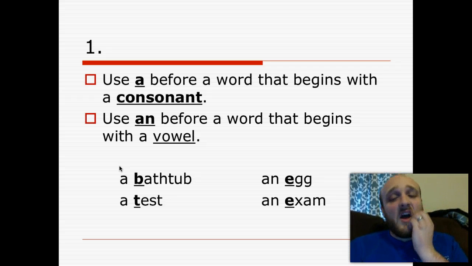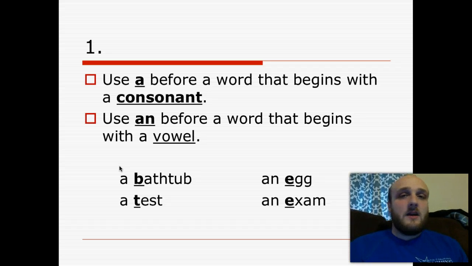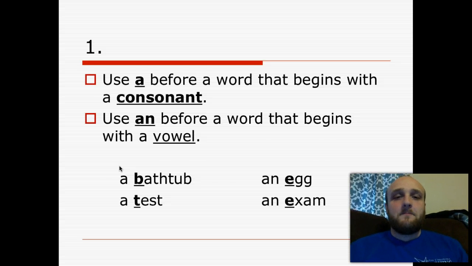Over here on the other side, we have an egg or an exam, okay? Both of those begin with the letter E. They're both vowels, okay? So that means that you're going to refer to them with the prefix an, okay? Those objects are referred to as an egg or an exam or an apple. A is a vowel. You see what I'm saying?